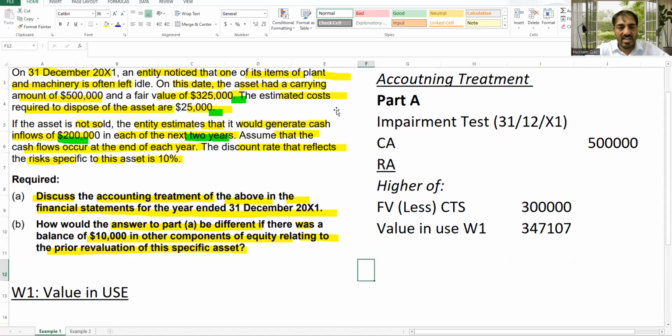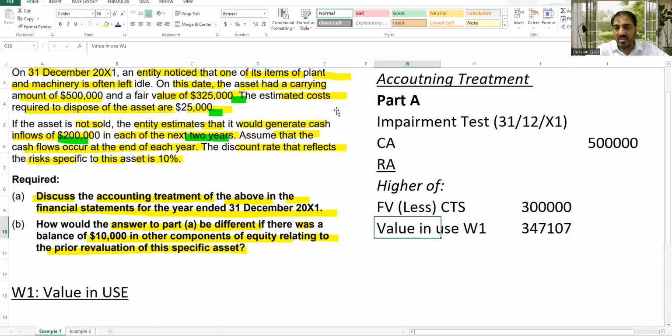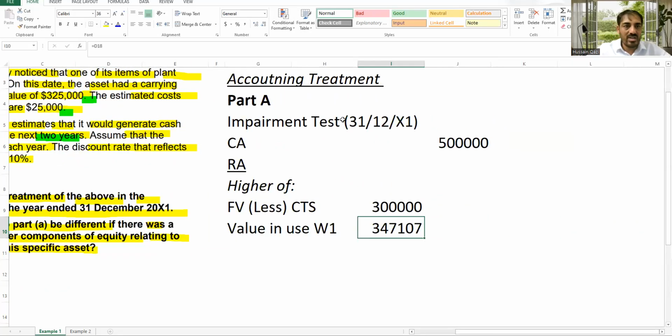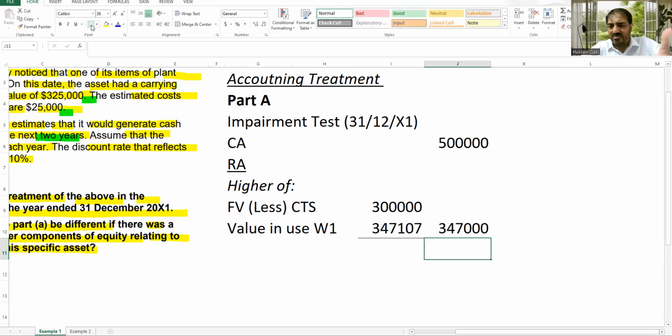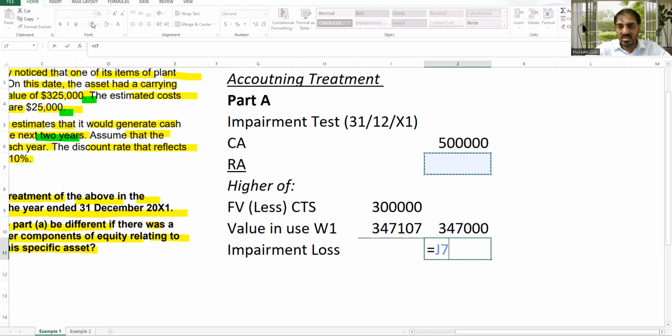And what will be the higher value? The value in use, we have done it. The value in use is 347,107 and the fair value less cost to sell is 300,000. So the recoverable amount here, let's suppose, is 347,000. Just rounding off for the sake of simplification. Otherwise, you can take the complete value. And you say that here is the impairment loss. How much is the impairment loss? 500,000 minus this equals 153,000.